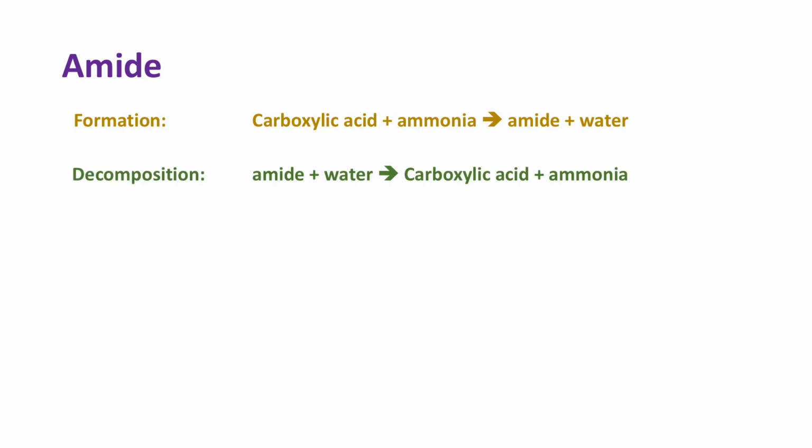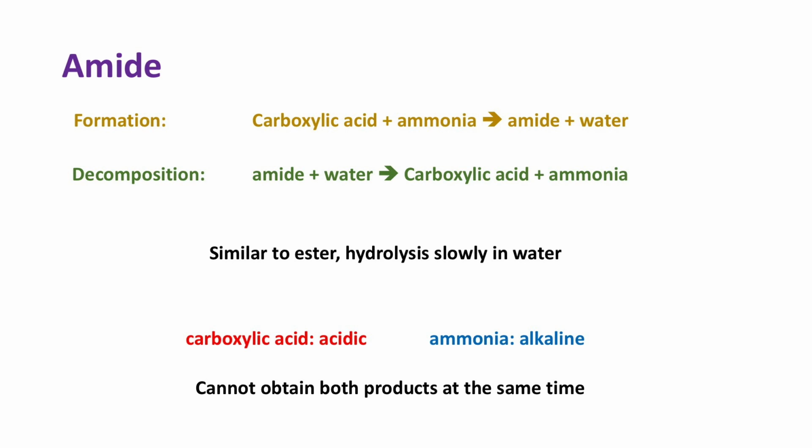Amide has a similar story as ester, but this time the carboxylic acid and ammonia will be formed after hydrolysis. And the problem is these two products have opposite behavior. One of them is acid while the other one is base. That means we cannot obtain both products at the same time.